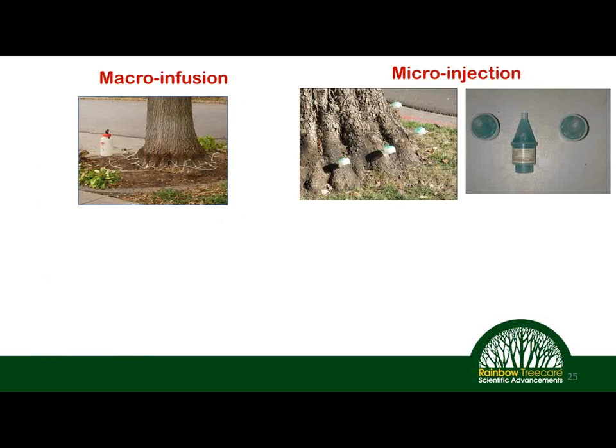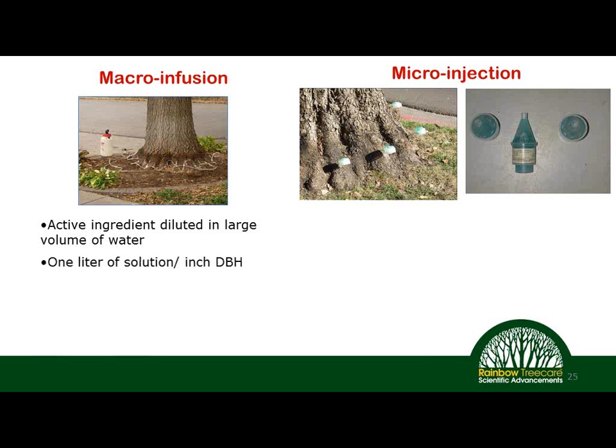So let's first talk about fungicide treatments with Alamo. There are 2 typical application techniques that have products that are labeled for managing oak wilt in the industry. The first one is the macro-infusion technique. Macro-infusion is where we take our fungicide and we dilute it in a very large volume of water. Typically, when we're managing oak wilt, we're recommending that arborists mix the Alamo fungicide in 1 liter of solution per inch of DBH.